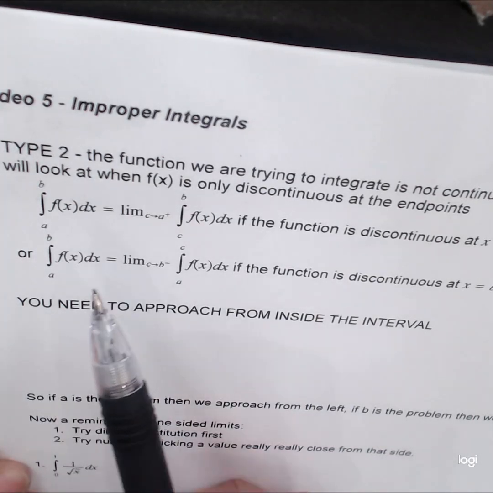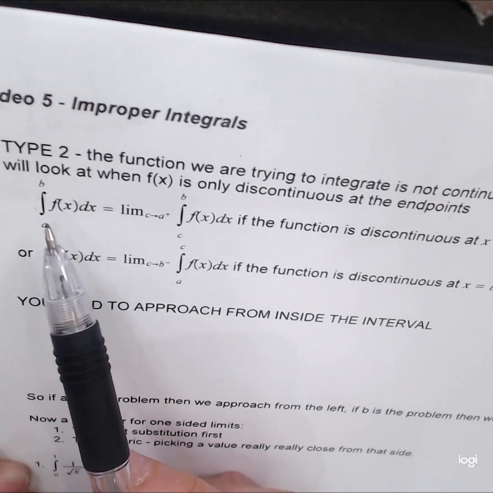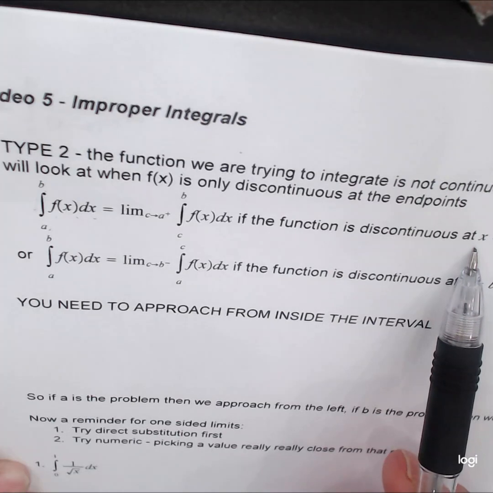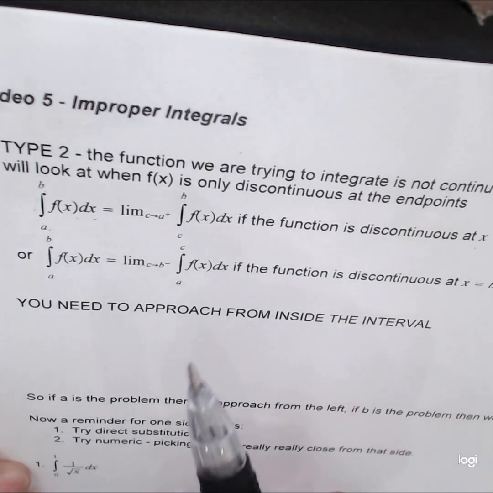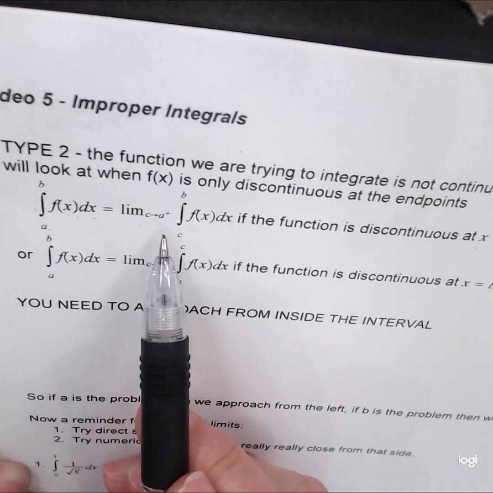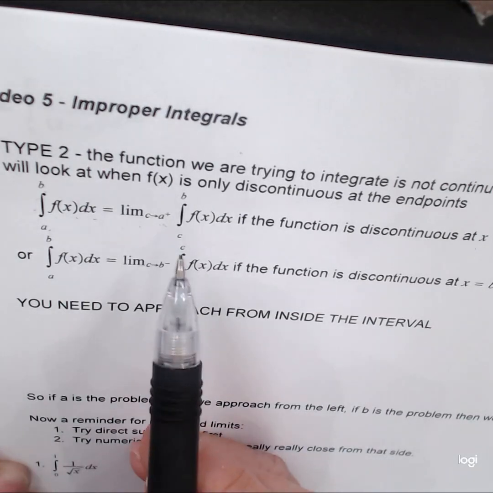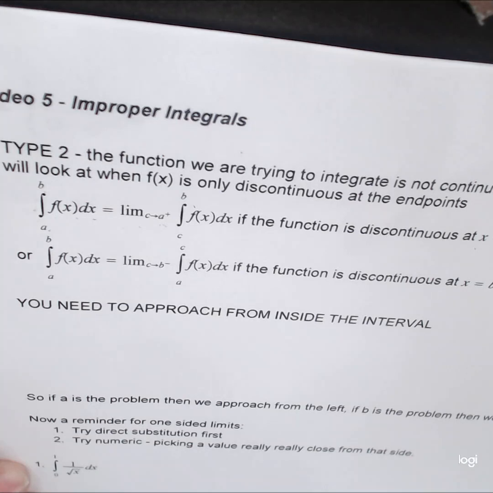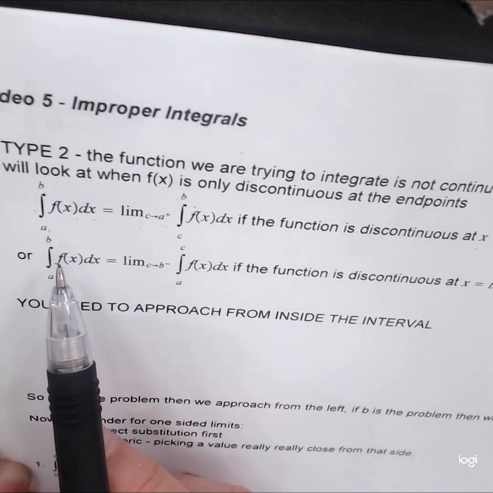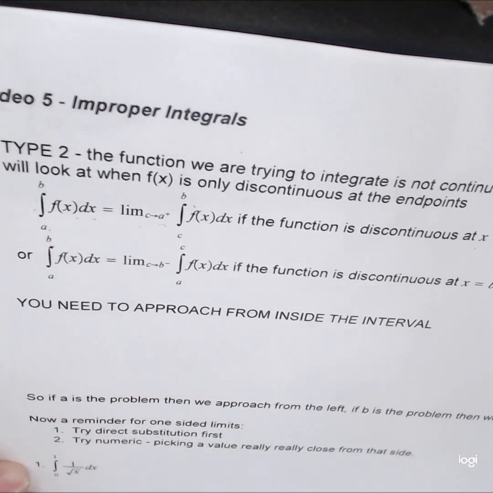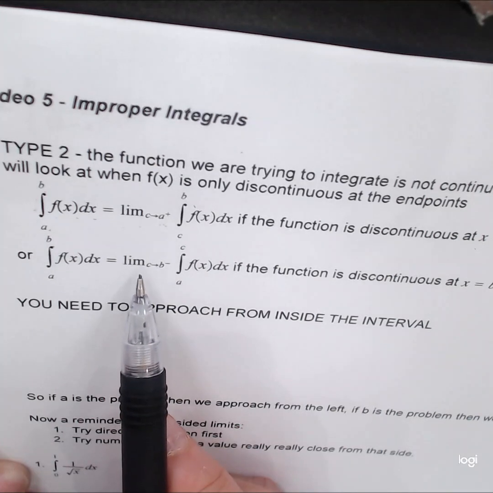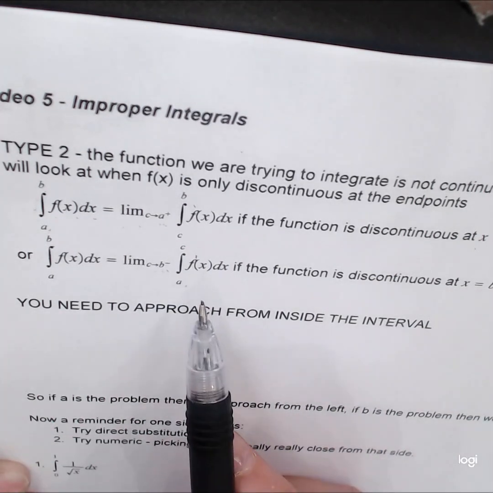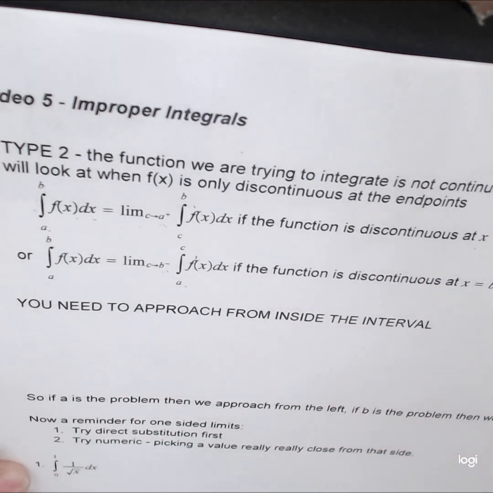What I mean by that is, if we look at the integral from a to b of f of x with respect to x, and we have a discontinuity at x equal to a, then we're going to rewrite this as a limit as c approaches a from the right of the integral from c to b of f of x with respect to x. If instead the discontinuity occurs at b, we're going to write this as the limit as c approaches b from the left of the integral from a to c of f of x with respect to x.